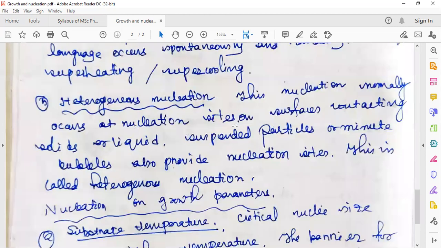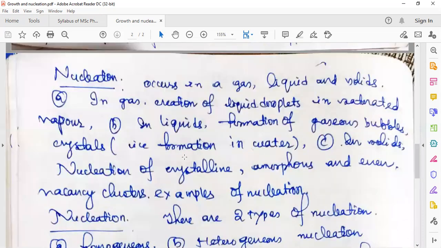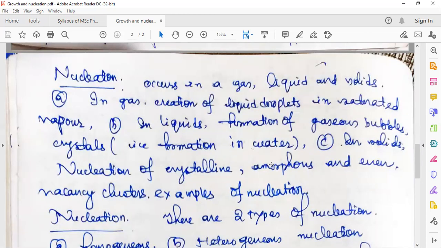So what are the different types of nucleation, and how does nucleation depend on the growth parameters of thin films? That's what we are going to check next. So what is nucleation, what we have learned. Nucleation can occur in any medium, be it solid, gas, or liquid. So nucleation can take place in any of these mediums: liquids, solids, gases. In a gas, creation of liquid droplets in saturated vapor, that is an example of nucleation.